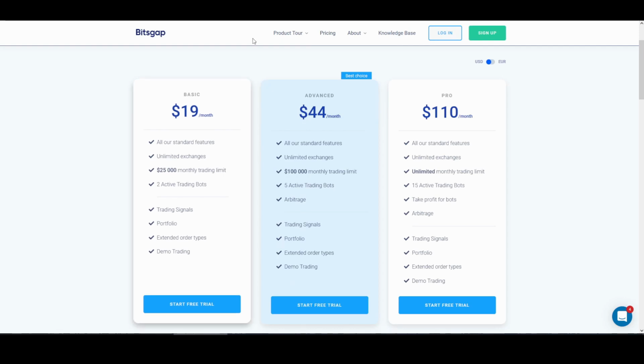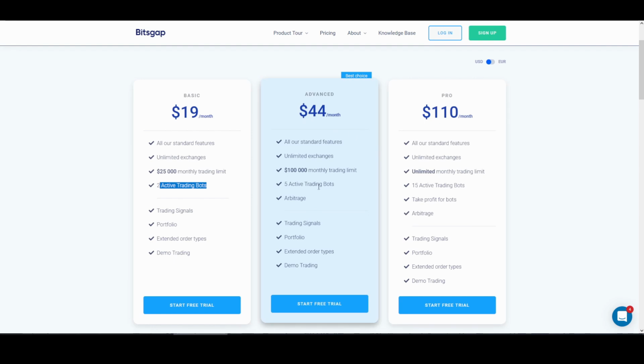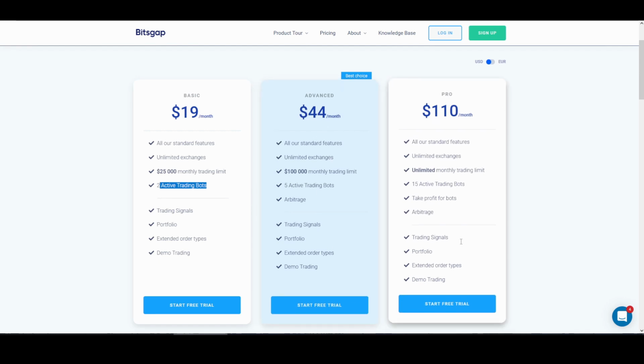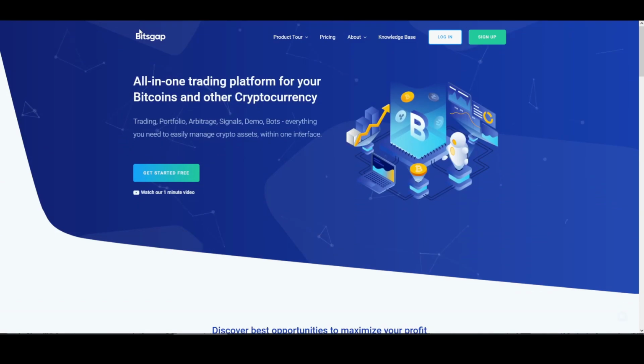About the subscription, they have three plans: $19, $44, and $110 per month. Usually the first one is good if you want to start. You have a maximum of two trading bots that you can use, with a maximum volume of $25 monthly trading, which will probably be enough for most people. Then they have the $44 plan. That's what I did myself: after a couple of weeks or a month, I upgraded to the $44. And right now, on my personal account, I'm using the one at $110 per month, because I have close to 10 bots open, so I needed more than five. So that's what it is about Bitsgap.